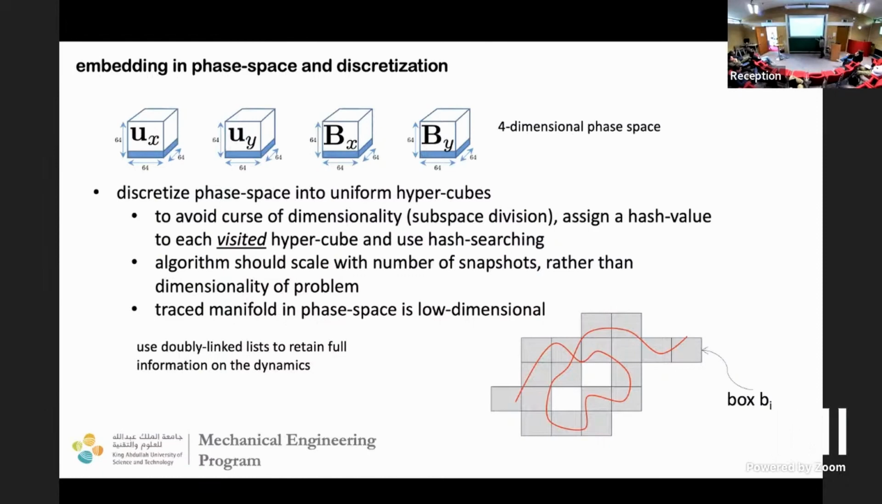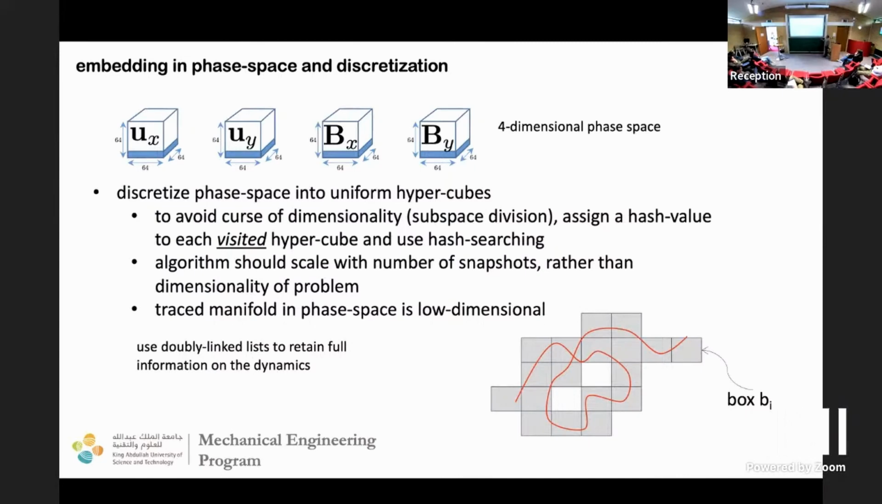But to avoid the curse of dimensionality, which we would have by just dividing the subspace and discretizing in a blind way, we're going to assign a hash value to each visited hypercube. So every time we track the trajectory, and every time it goes into a new cube, we start that new cube only once it's visited. And it gets a label, and that label is kept in a hash list, so that once that thing comes back to the same box, we know that we already have that box. We don't introduce a new one. Okay. So this is the idea of discretizing this one along the trajectory.